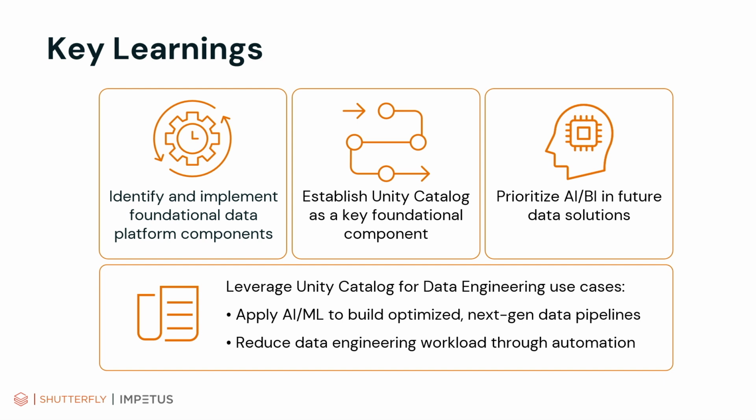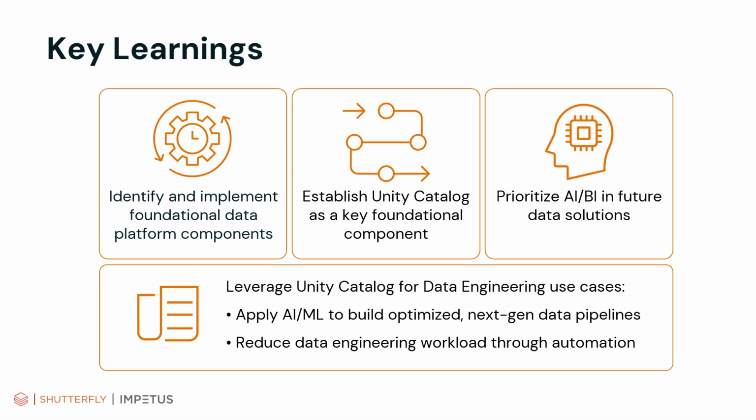And last but not least, we want to leverage Unity Catalog for data engineering use cases as well, applying AI/ML to build optimized next-gen data pipelines. And also, we want to provide a framework that would enable analysts and users in general to build their own pipelines so that they can automate use cases like ad hoc analysis and such things that typically would go in the data engineering request queue.